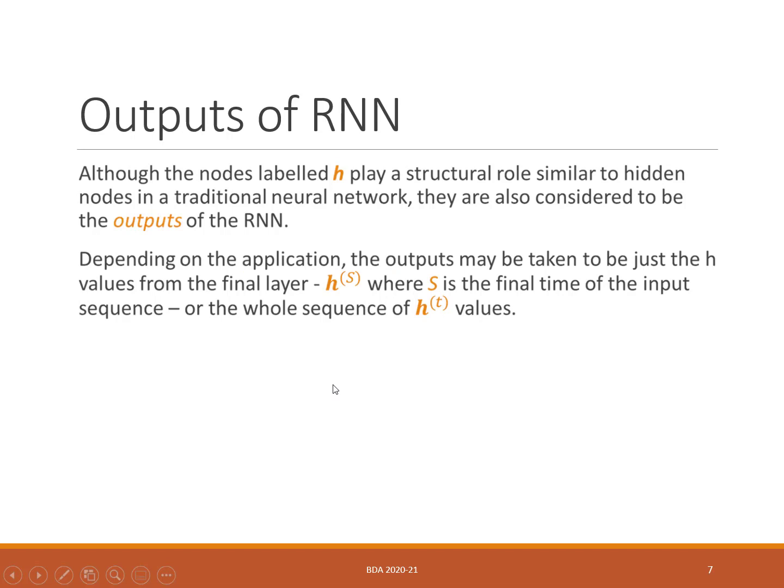In RNNs, neurons play a structural role similar to hidden nodes in traditional neural networks. The nodes in the last layer are also considered as outputs of the RNN. For instance, if a sequence data consists of S time steps, the values returned by the final layer will be the outputs of the network.